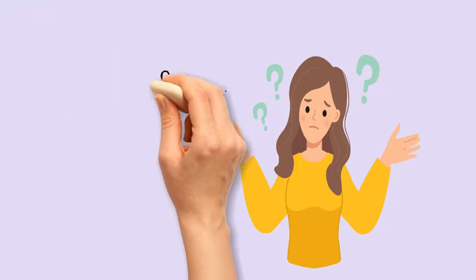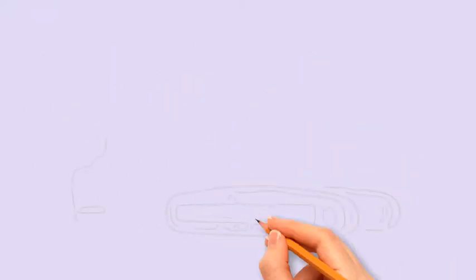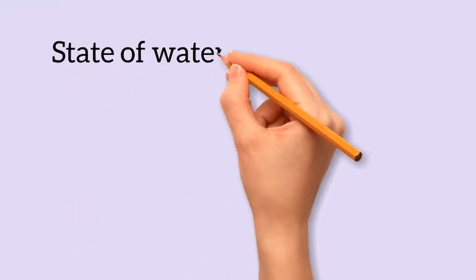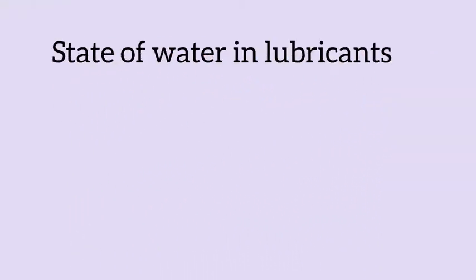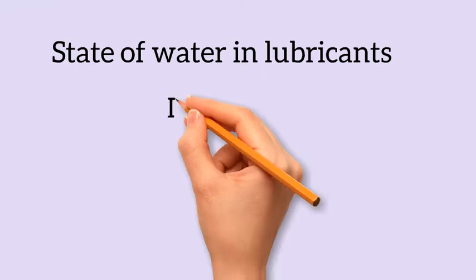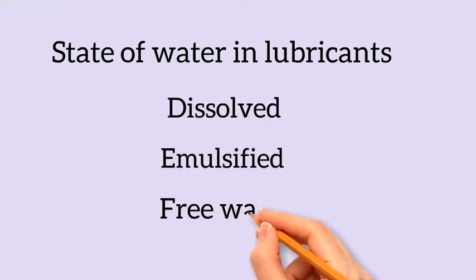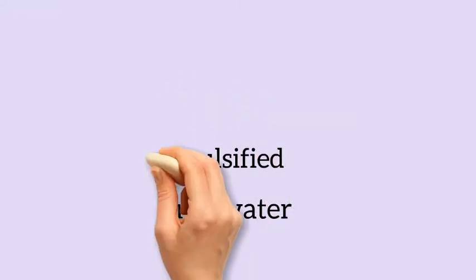Water contamination can have on hydraulic and other lubrication systems. Now let's see states of water in lubricants. Water can be present in hydraulic fluids and other lubricants as either dissolved, emulsified, or free water. The point at which the fluid cannot hold any more dissolved water is called the saturation level.